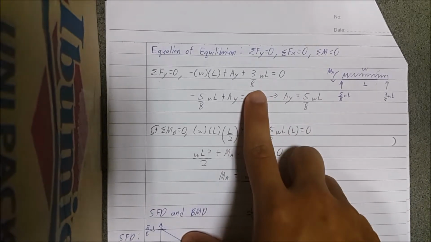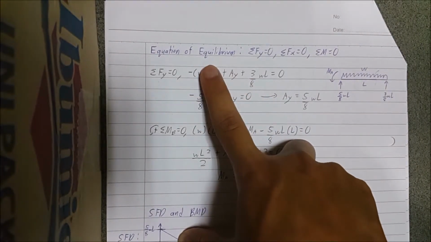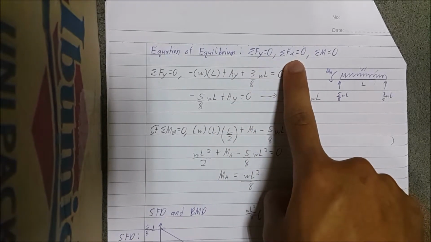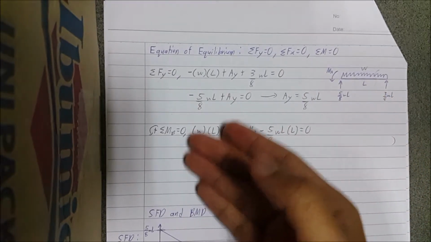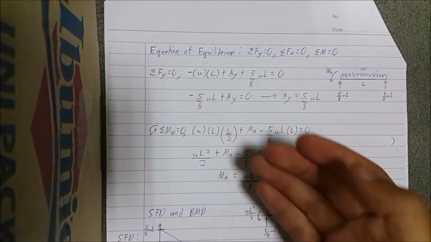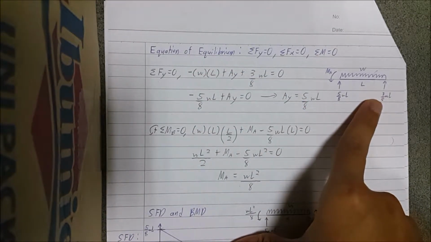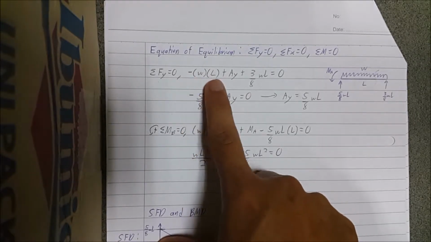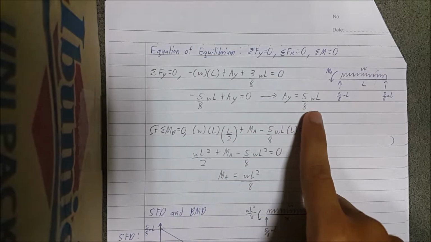Next, for the final part, we have to use the equations of equilibrium. There are 3: Fy, Fx and moment. Depending on the question, we can choose to do moment first or Fy first. I chose to do Fy since we already have By equals 3 over 8 WL. So we substitute all the values that we had, and eventually we will get Ay equals 5 over 8 WL.